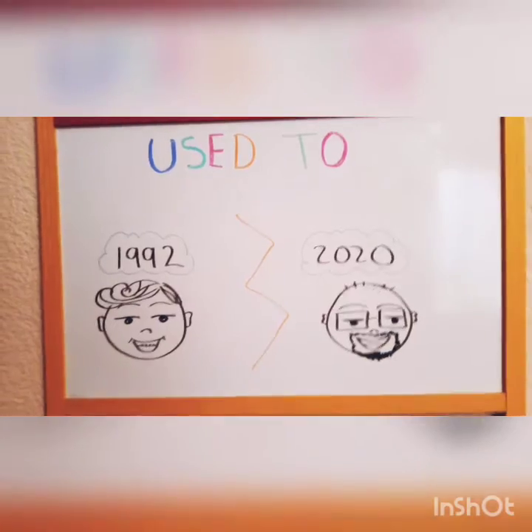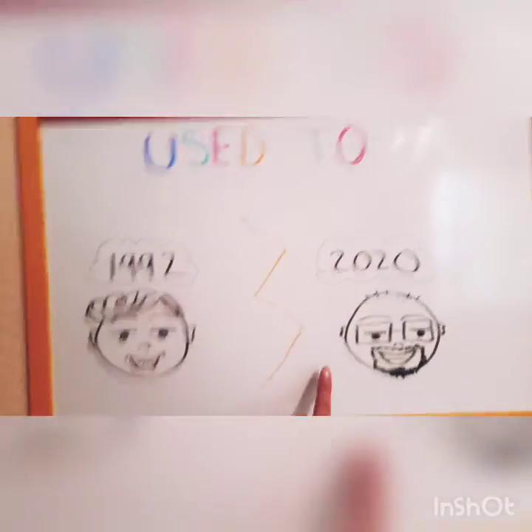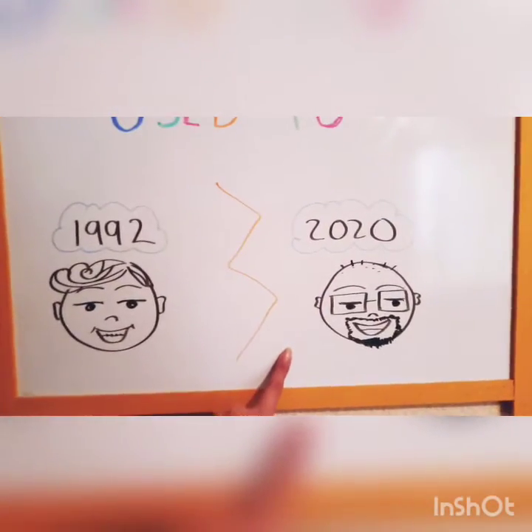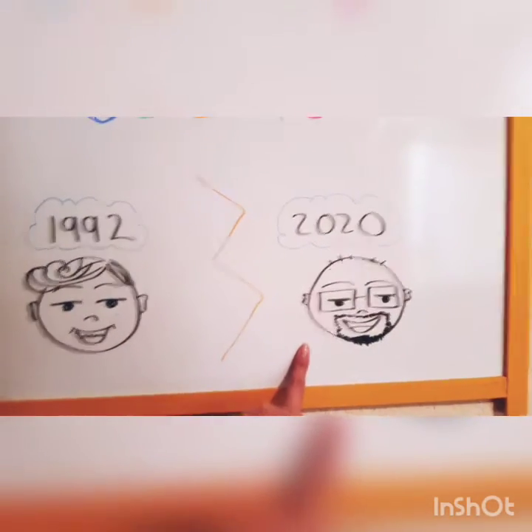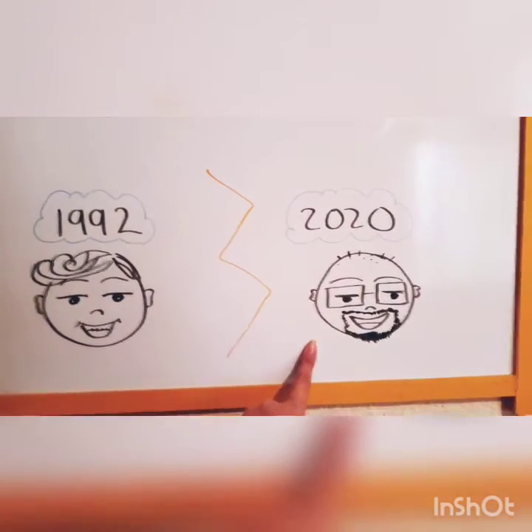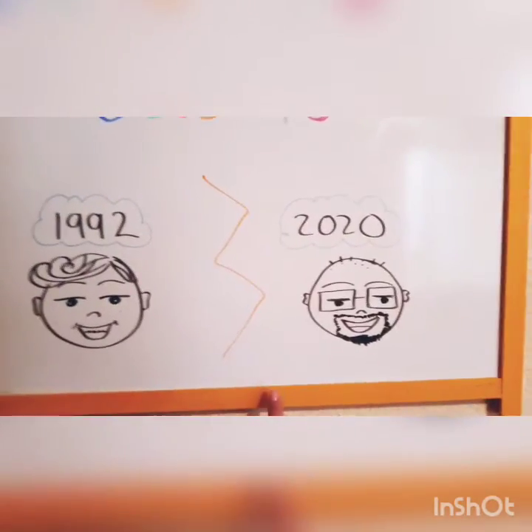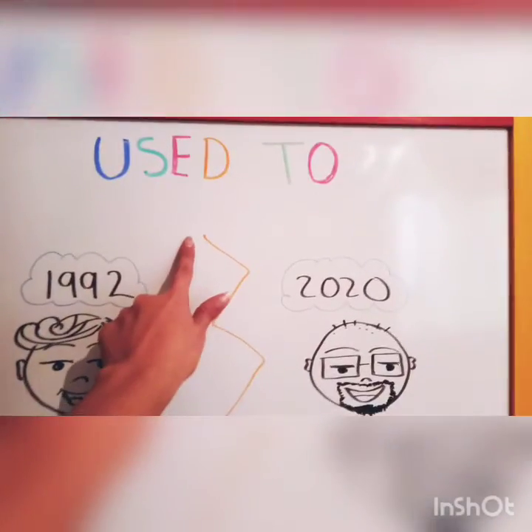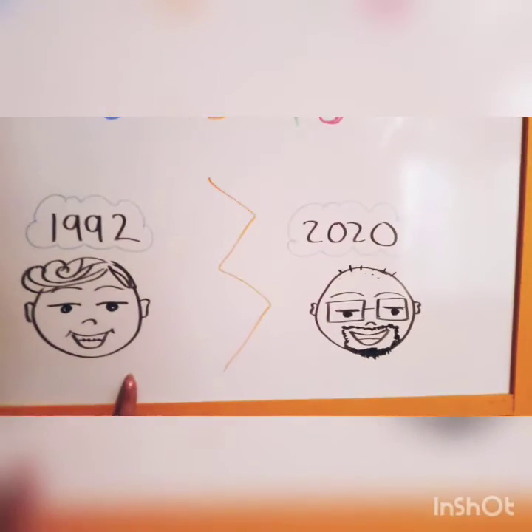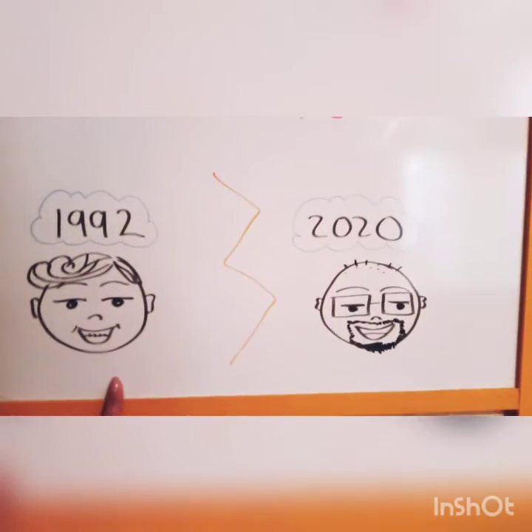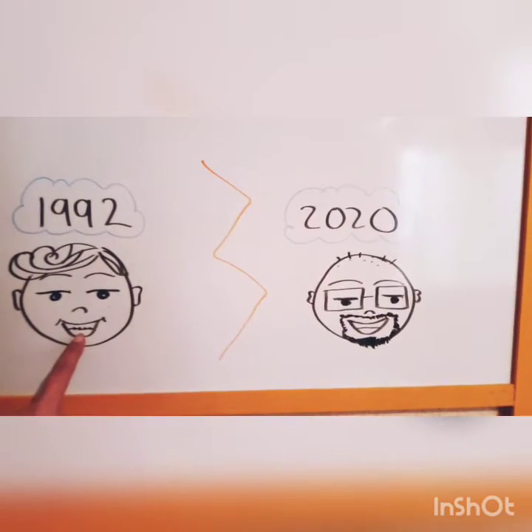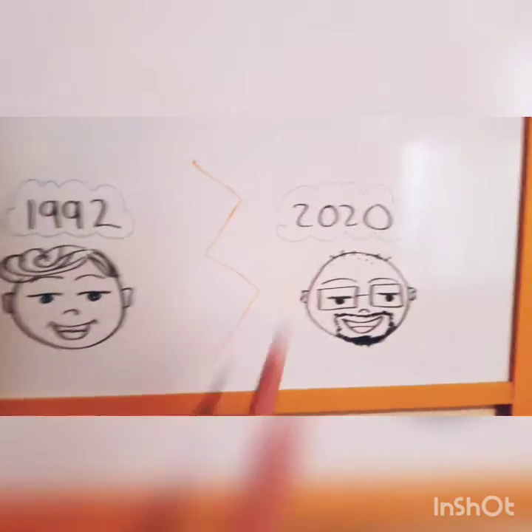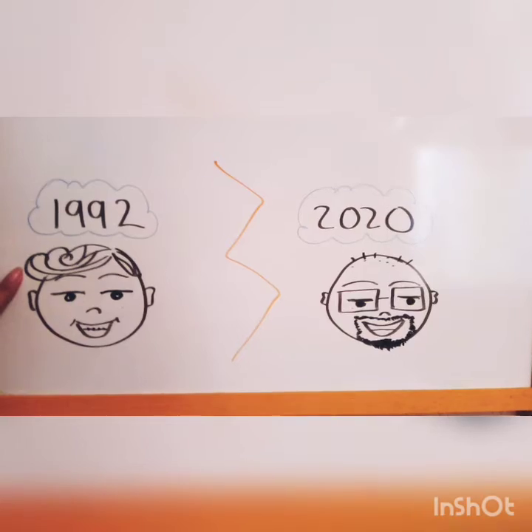For example, let's imagine that this is the same person. His name is Mike, okay? So, this is Mike in 1992, and this is Mike now in 2020, okay? So, he has changed a lot, right? We use this phrase to say how he was in the past. For example, Mike used to have braces. Solía tener brackets.